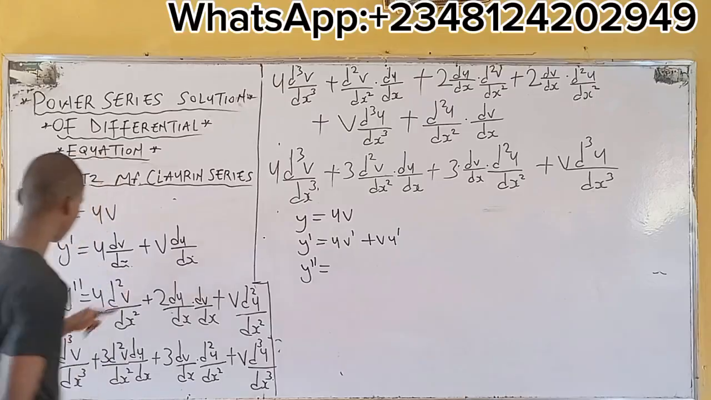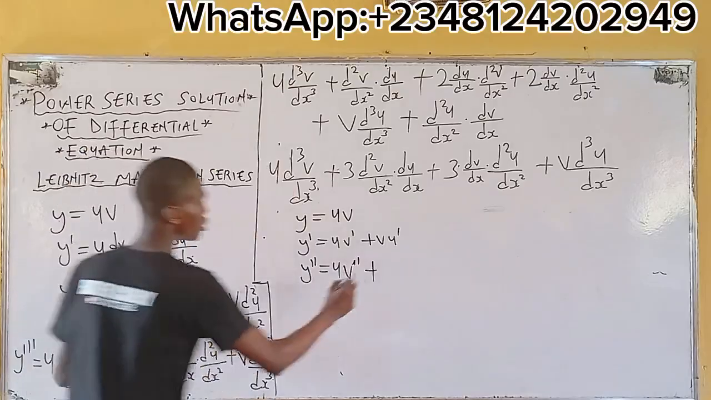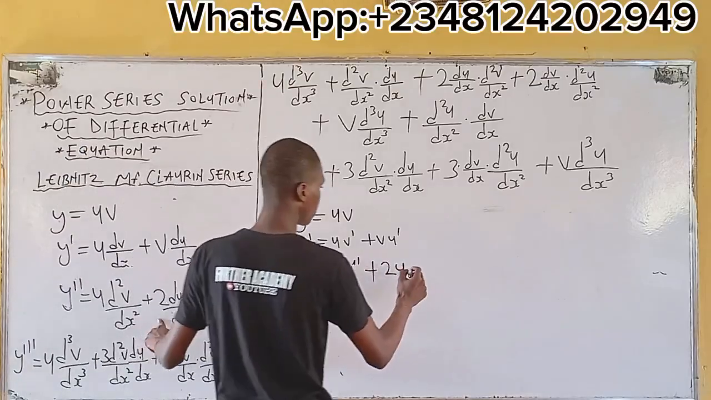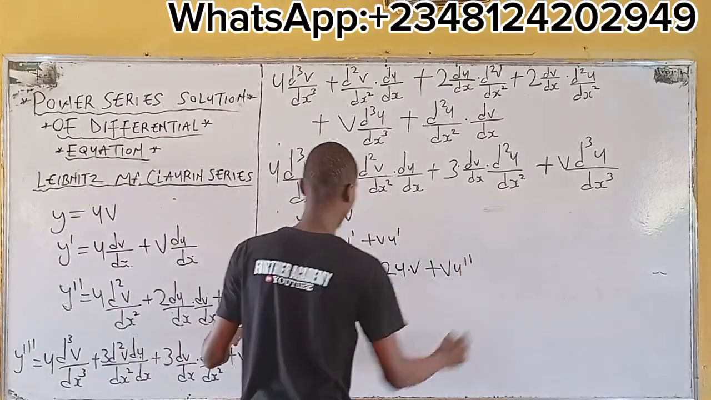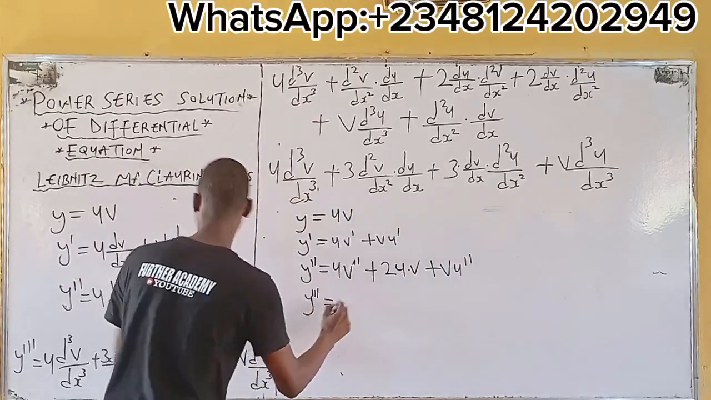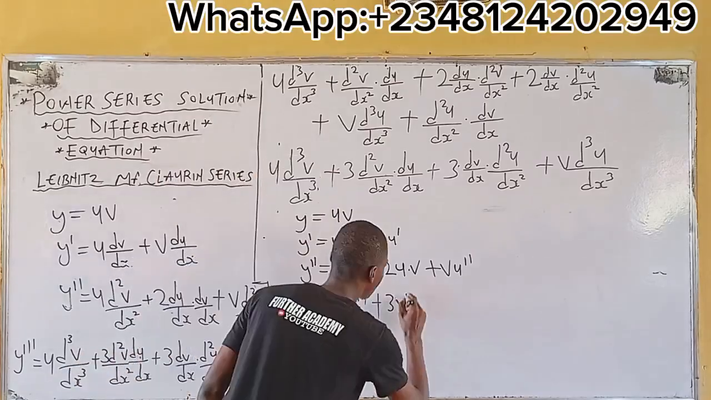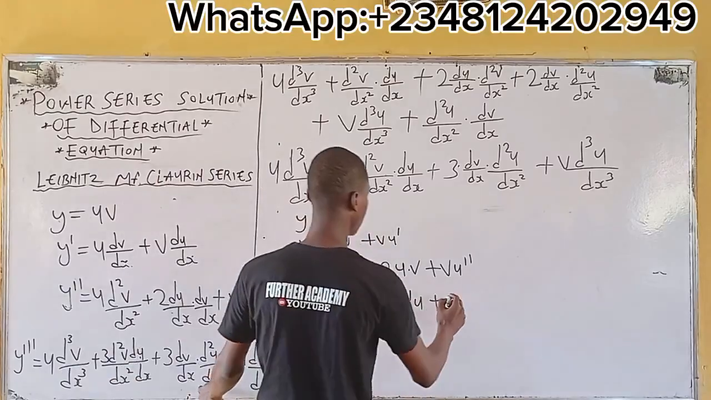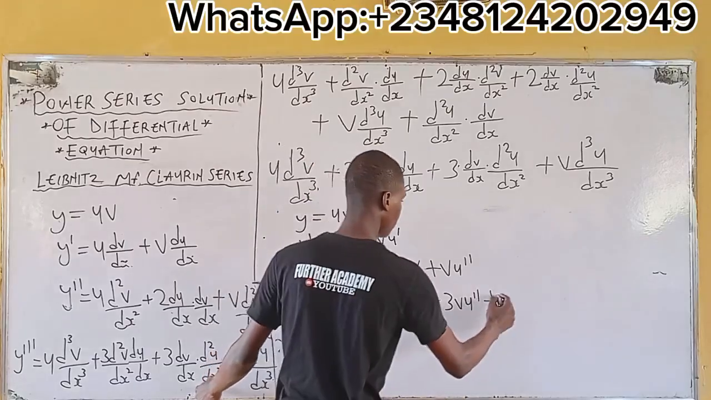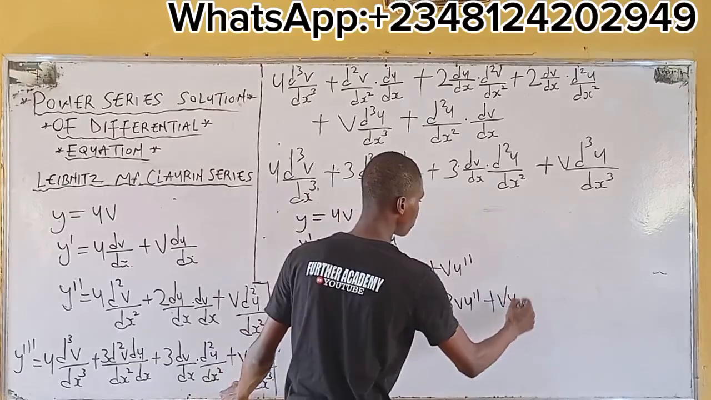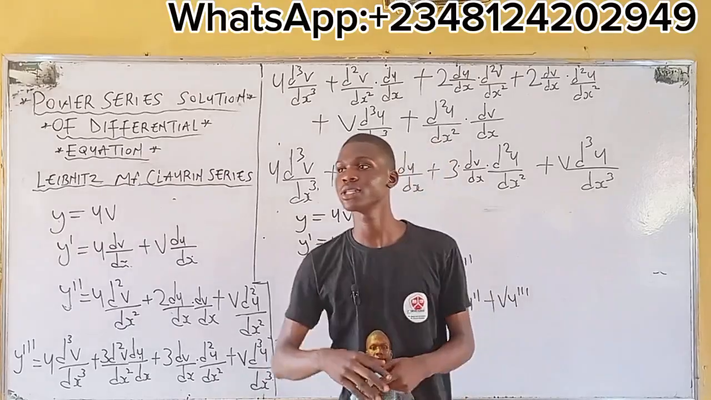Second derivative becomes uv prime prime plus 2u prime v prime plus vu prime prime. The third derivative becomes uv prime prime prime plus 3u prime v prime prime plus 3u prime prime v prime plus vu prime prime prime.